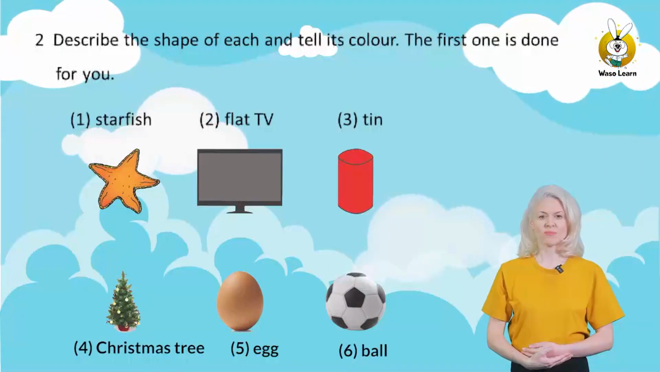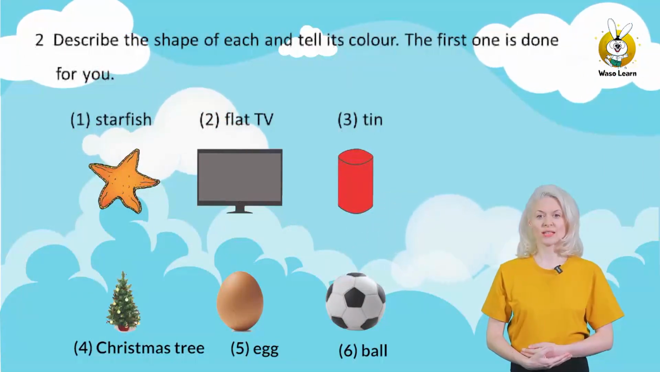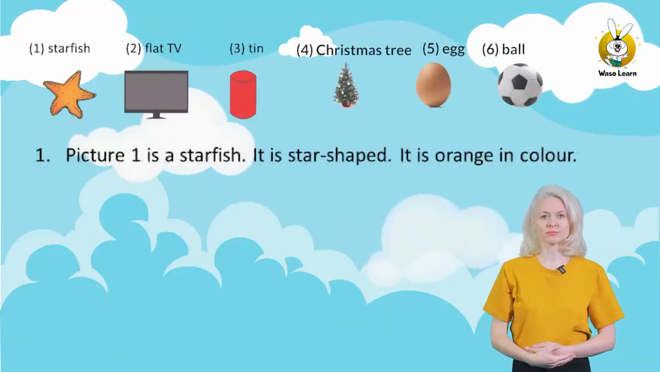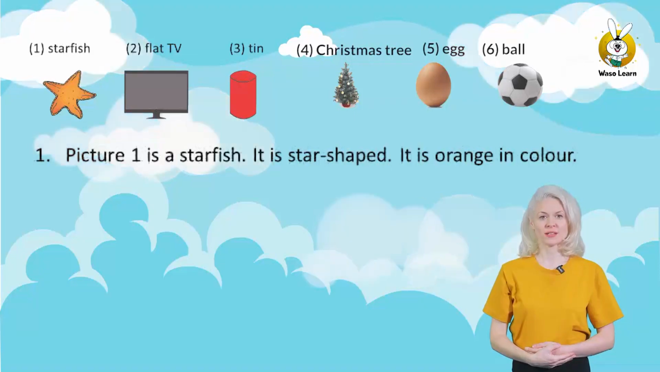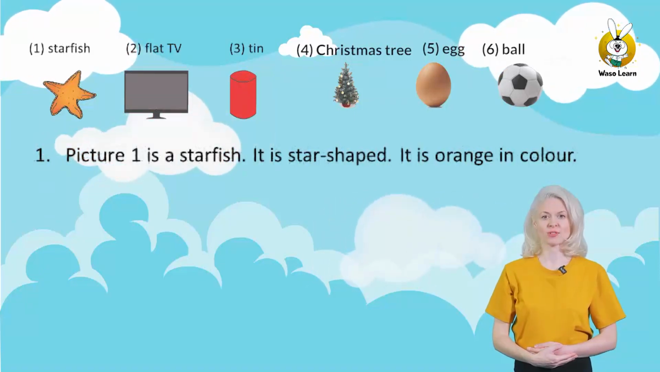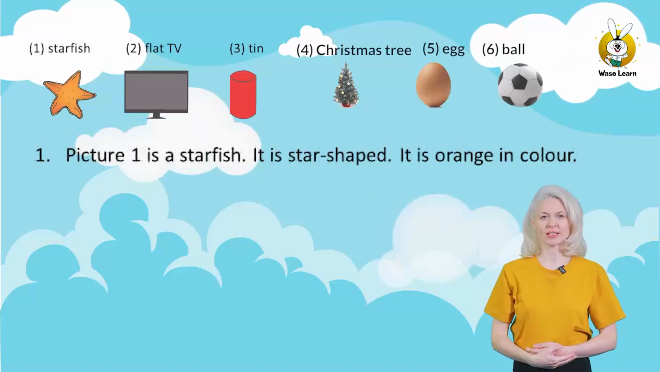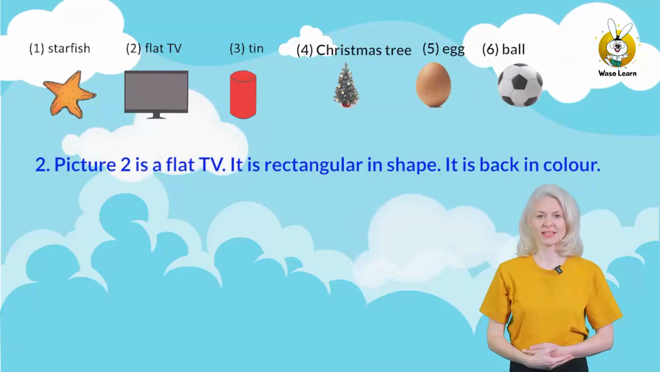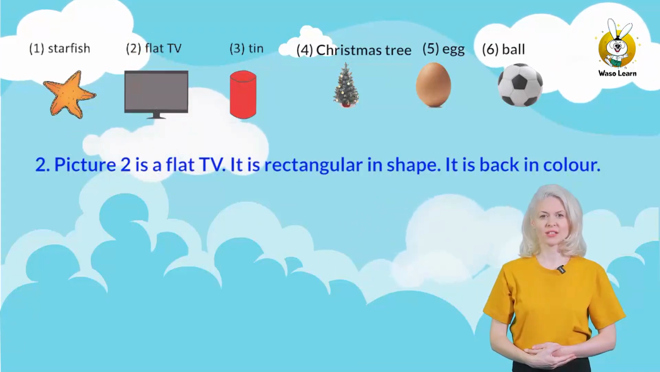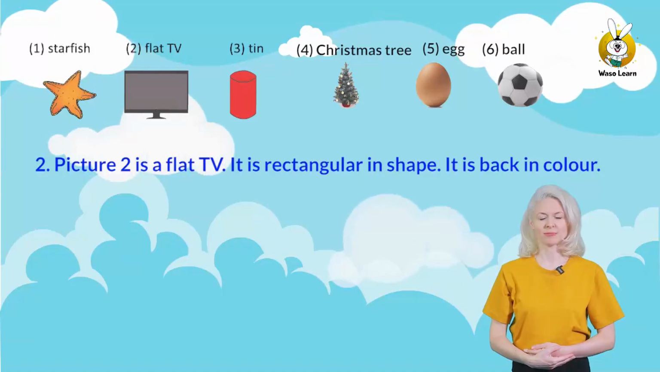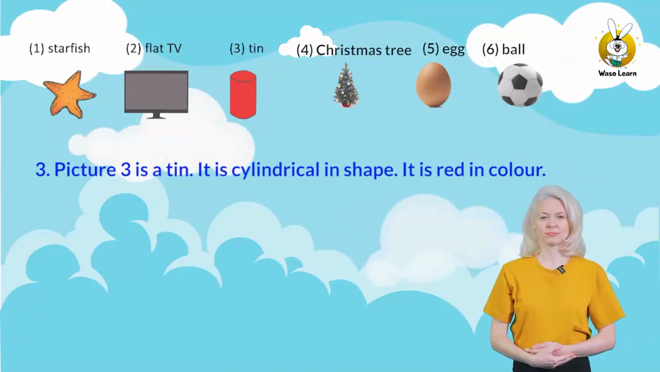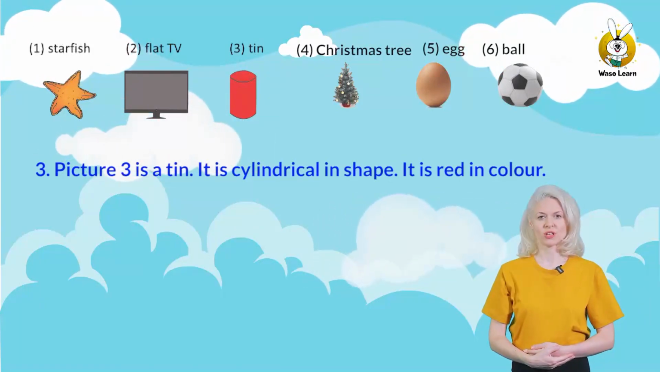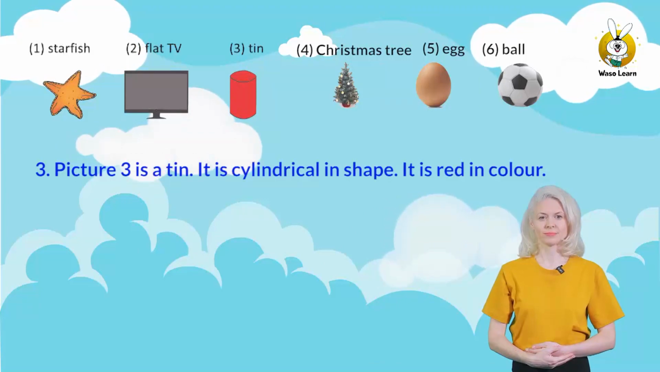2. Describe the shape of each and tell its colour. The first one is done for you. 1. Picture 1 is a starfish. It is star-shaped. It is orange in colour. 2. Picture 2 is a flat TV. It is rectangular in shape. It is black in colour. 3. Picture 3 is a tin. It is cylindrical in shape. It is red in colour.